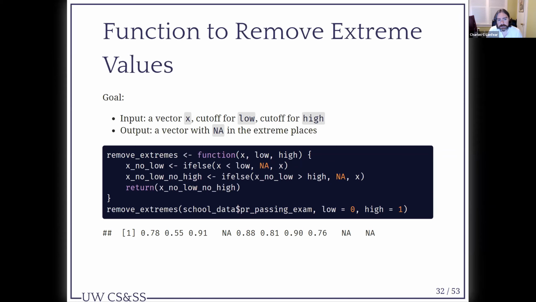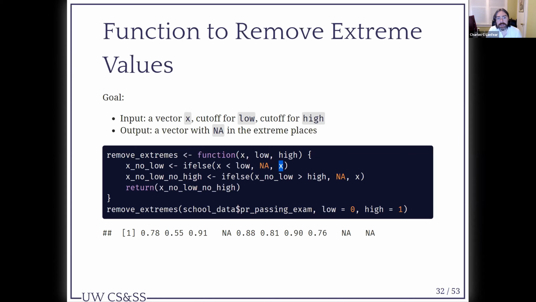The first thing it's going to do is create something called x no low. That's going to be x with the low values cut out. I assign to that an if-else statement, which is a test: if x is below the low value, return an NA. If x is not below our low value, return x, right? So this is just going to say anytime you get a value below that low, give me a missing, otherwise give me the original value of x.